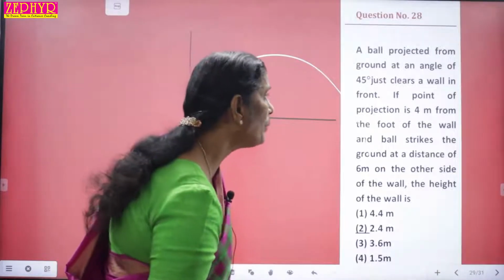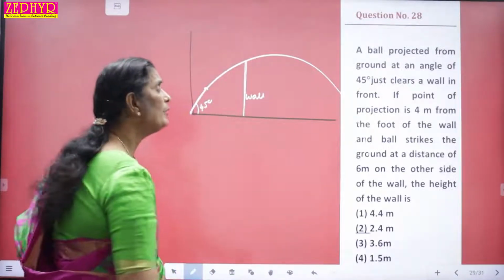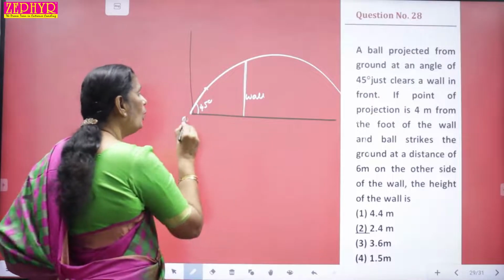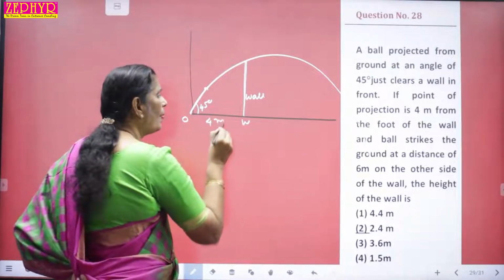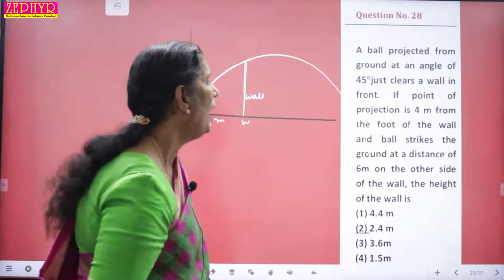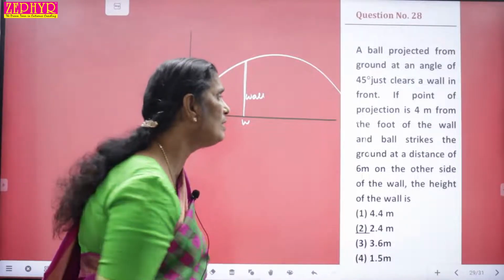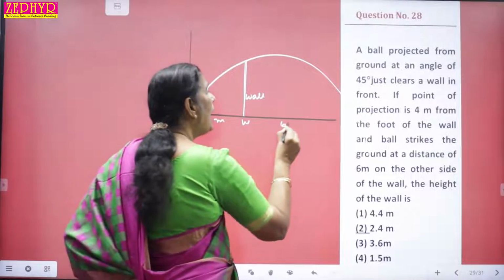If the point of projection is 4 meters from the wall, O is the point of projection, 4 meters from the wall, and the ball strikes the ground at a distance of 6 meters on the other side.